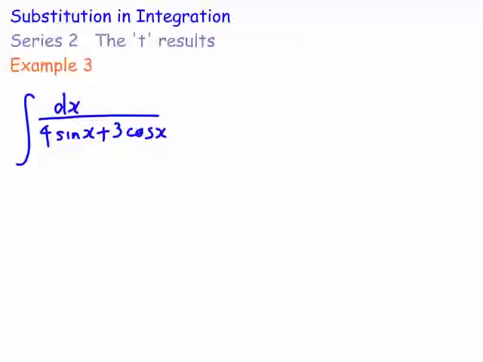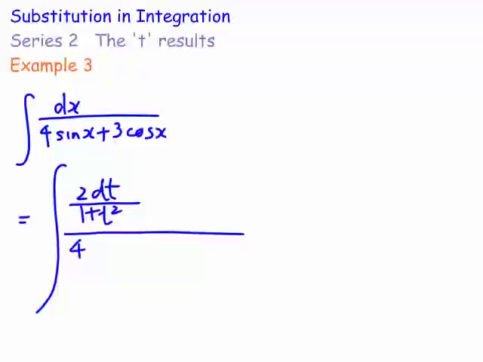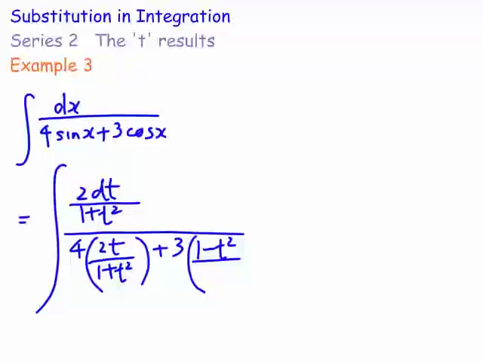Okay, here we have example 3. We're going to straight away go into a bit of the substitutions. Remember dx was 2 dt on 1 plus t squared. Remember, we're doing the t substitutions here. So we now need, this is 4 lots of our sine, which was actually 2t on 1 plus t squared, and cos was 1 minus t squared on 1 plus t squared.